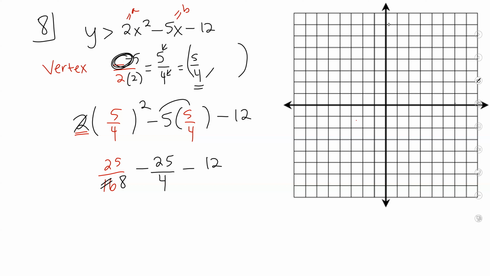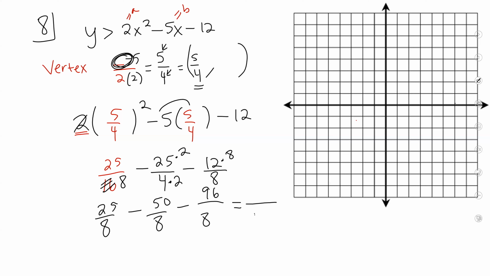Okay? So we need to get the same denominator. So I need to multiply this by 2 and this by 2, so that I'll have 25 over 8 minus 50 over 8 minus, let's turn this into an 8 as well. Multiply this by 8. What's 12 times 8? 96. All right, so now guys, we can keep the denominator the same, but let's combine the numerators. So I need 25 minus 50, that's negative 25. Minus 96 is negative 146.